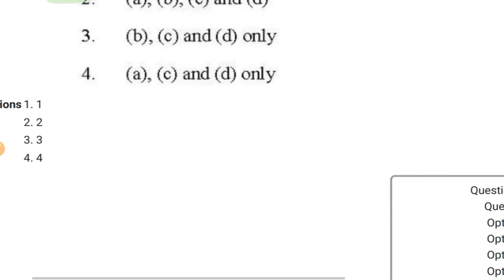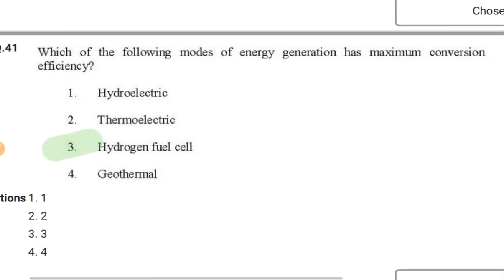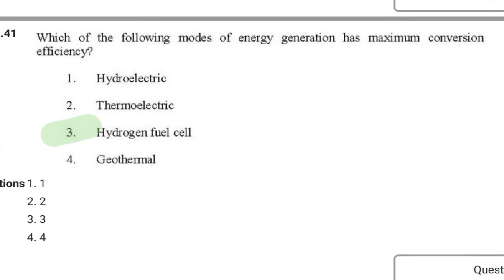Next question. Which of the following modes of energy generation has maximum conversion efficiency? It is present in hydrogen fuel cell. It has the highest level of conversion efficiency. It has the capacity to convert the energy to electricity at the highest range. So that's why it is having maximum conversion efficiency.